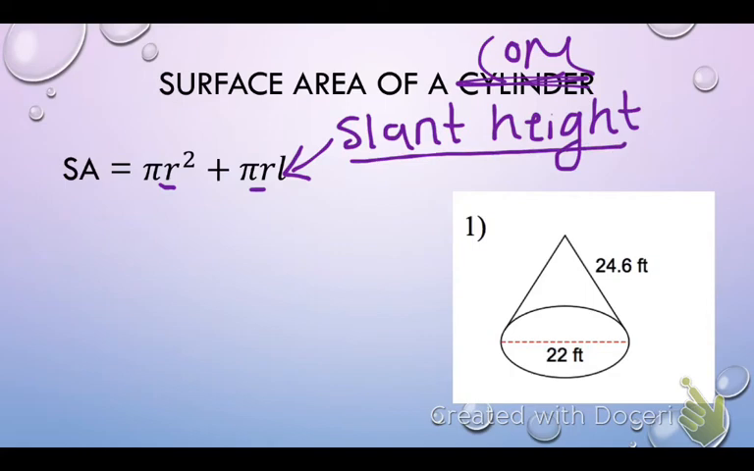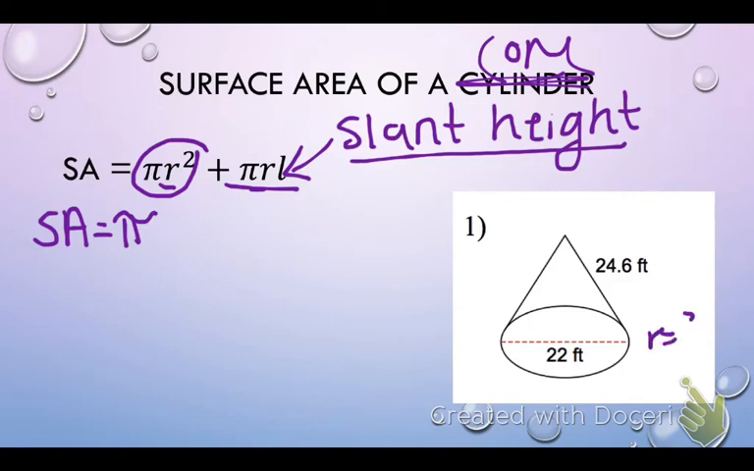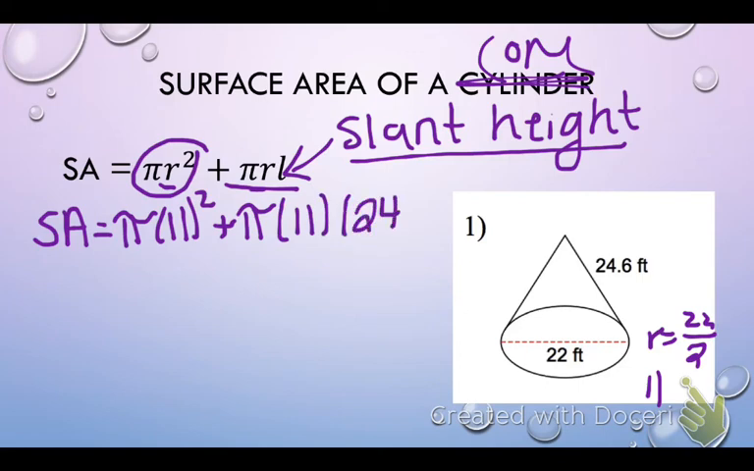This should help you. This part right here is finding the area of that circle, and this part right here is finding the area of that cone shape. So all we have to do is substitute in. SA equals pi. Remember, this is not the radius. Right now we have the diameter, so the radius is going to be 22 divided by 2, which is 11. So pi times 11 squared plus pi times 11 times 24.6.